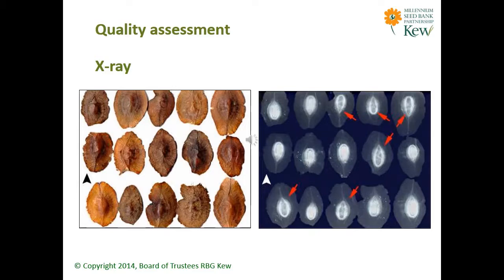Once you are happy and have finished cleaning your collection, we then need to assess the quality of the seeds. One of the techniques you can use is X-raying. You can see the picture on the left. All the seeds look fairly similar from the outside, but once you do an X-ray, you can clearly see some of the seeds which are bad, and we would probably call them empty.